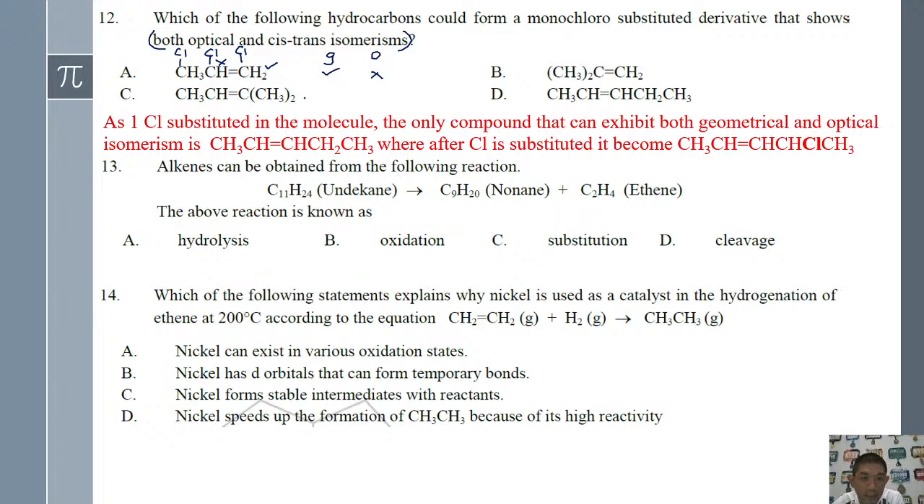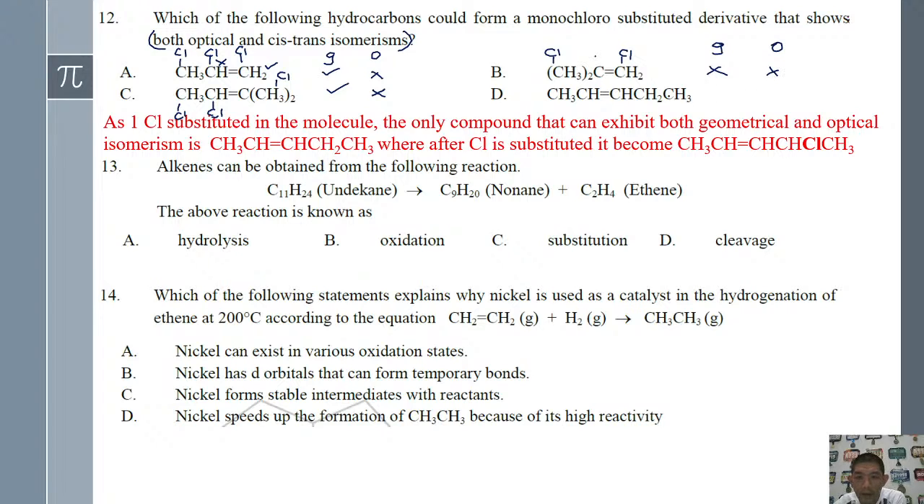As for the C, if you look carefully, if you substitute any of the chlorine in here, yes, you can get geometrical, but you also cannot get optical. As for the third one, B is generally almost the same with C here. If you look carefully, even if you substituted any of the chlorine, it cannot give geometrical. It also cannot give optical.